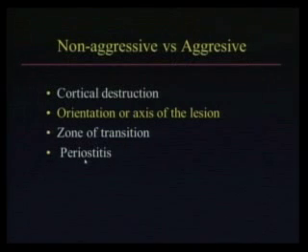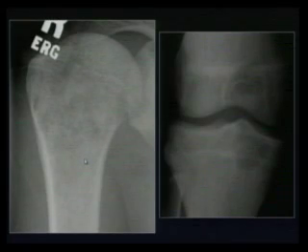Orientation is not really useful. Zone of transition: if you can go and mark the margins of the lesion with a pen, that means this is a narrow zone of transition, right? And if the lesion has a very well delimited margin, it's usually benign.